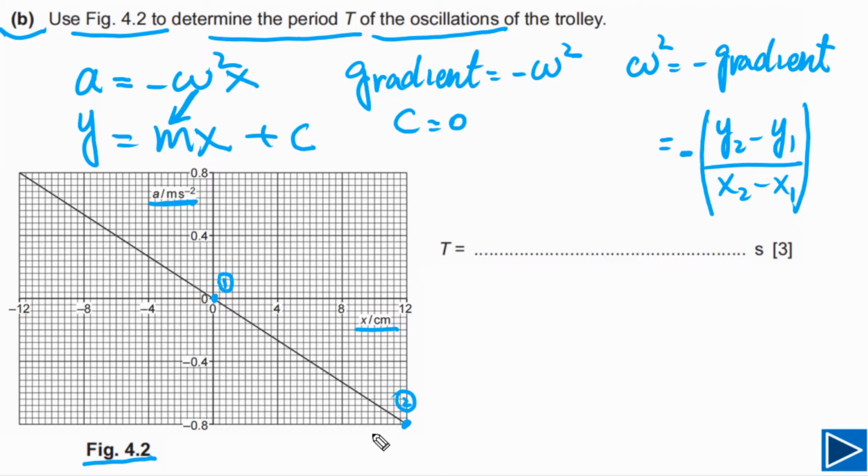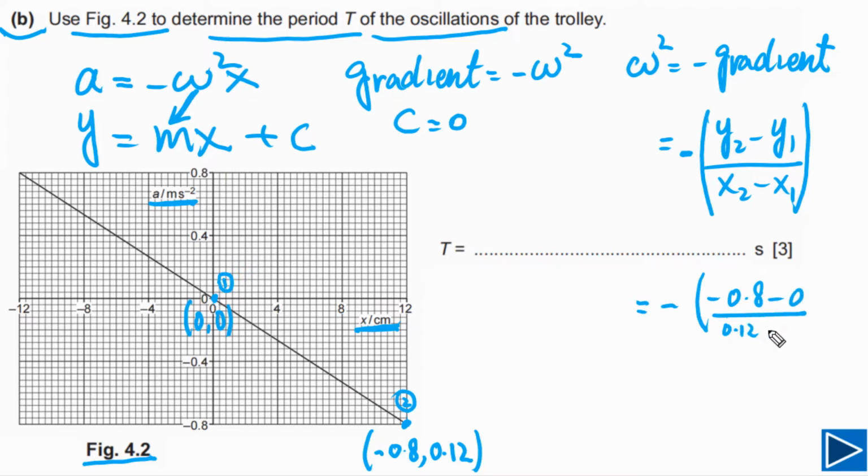Now we need to plug in values. The y coordinate of the second point is negative 0.8, but the x coordinate is 12 centimeters, so we convert this into meters by dividing by 100 and write 0.12. The coordinates of point 1 are 0, 0. So we have the negative sign outside, and here negative 0.8 minus 0, divided by 0.12 minus 0, and this is equal to omega square.